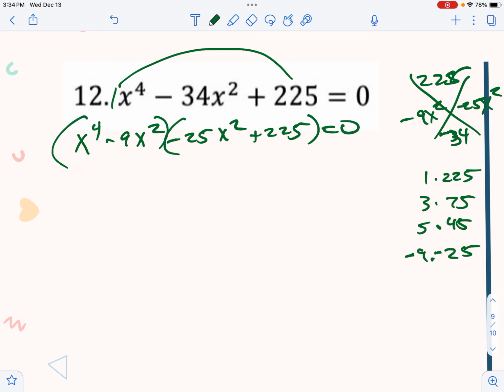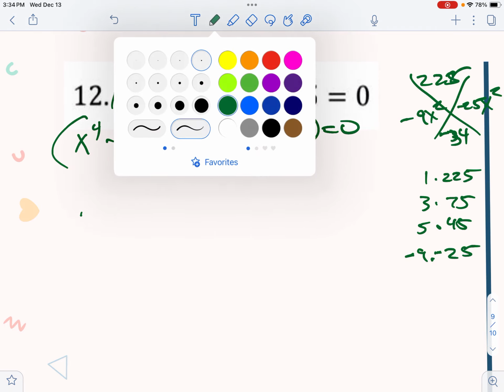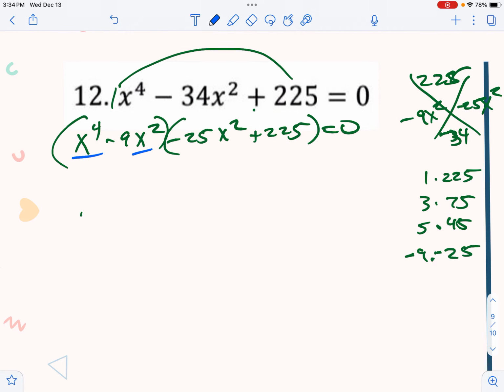Group these two and group these two. I can only take x squared out of both of these. So that's x squared times x squared. X squared times x squared is x to the 4th. And then these cancel out, that's minus 9.